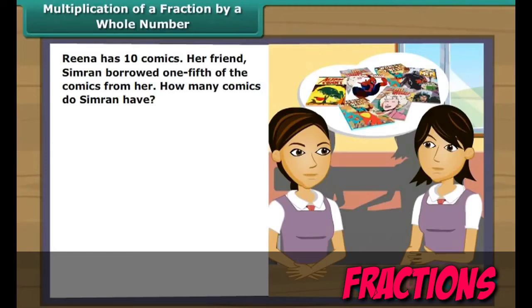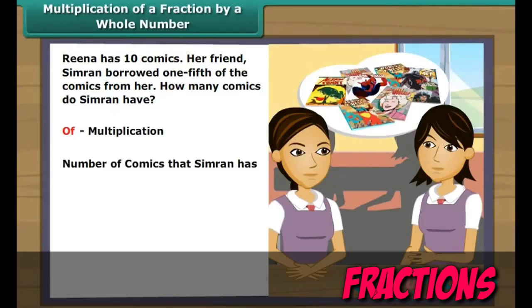Reena has 10 comics. Her friend Simran borrowed 1/5 of the comics from her. How many comics does Simran have? Friends, remember of means multiplication? Thus Simran has 1/5 of 10 comics, which means 1 upon 5 multiplied by 10, which is equal to 2. This means Simran has 2 comics.